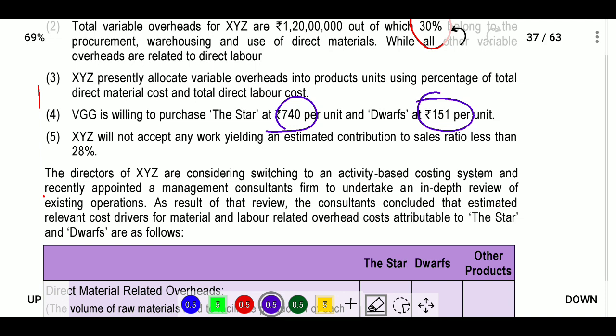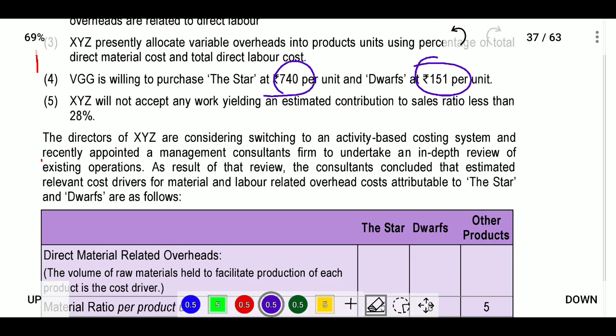They provided the selling price, and that selling price will be 740 and 151. Selling units was already provided. Next, XYZ will not accept any work yielding an estimated contribution to sales ratio of less than 28%. If the contribution is less than 28%, XYZ will not accept the project.